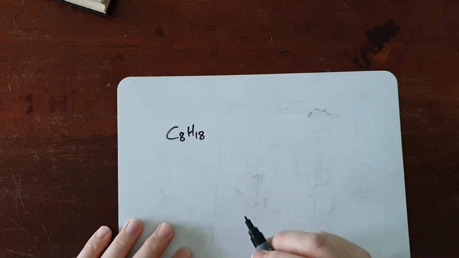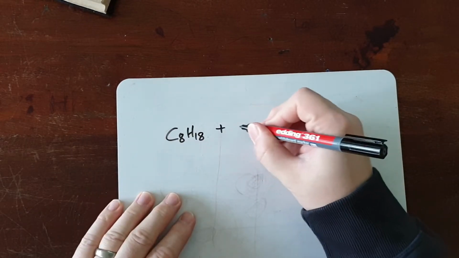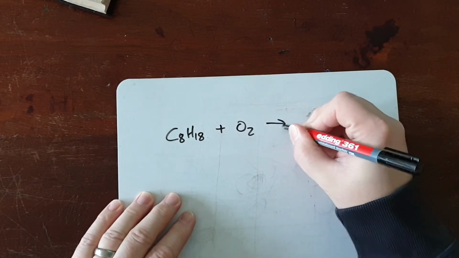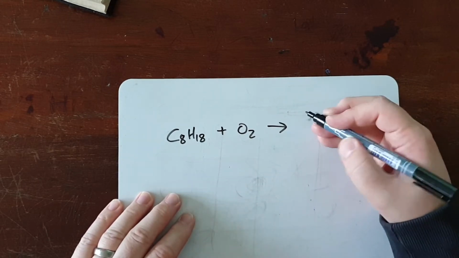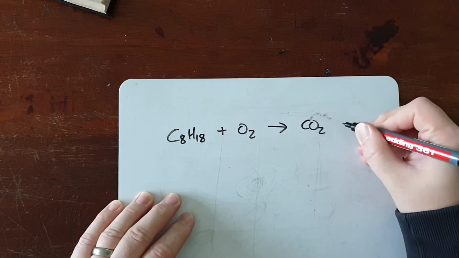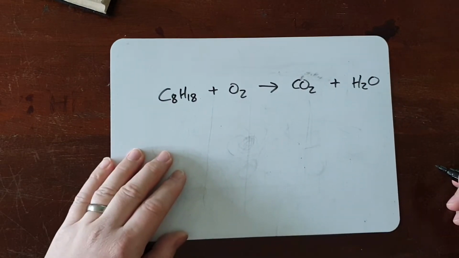You don't need to know that. You don't need to be able to work that out, so don't panic over that. We're going to react it with oxygen. And what are we going to make? Well, it's complete combustion of a hydrocarbon, so we're going to make carbon dioxide, CO2, and water, H2O. And then we can balance that.